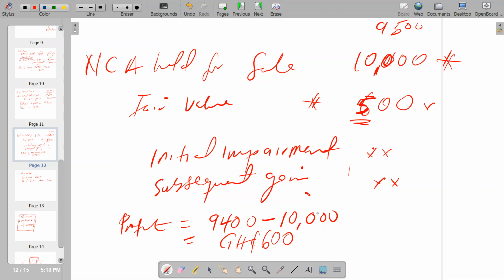Okay. So the loss and the profits will be recorded in the income statement as other operating income. Okay, it will go under other operating income in our income statement. So after selling it, the assets will no longer show in our books again, in our balance sheet. Okay, we'll take it off our balance sheet. Okay, let's continue.